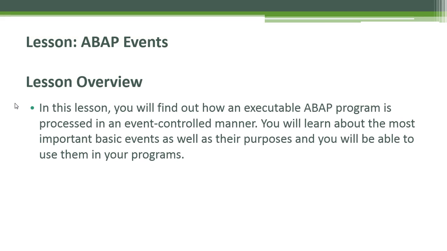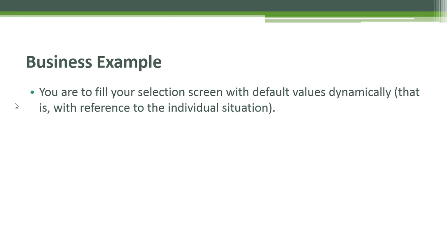In this lesson, you will find out how an executable ABAP program is processed in an event control manner. You will learn about the most important basic events as well as their purposes, and you will be able to use them in your programs. For a business example, you are to fill your selection screen with default values dynamically, that is, with reference to the individual situation.